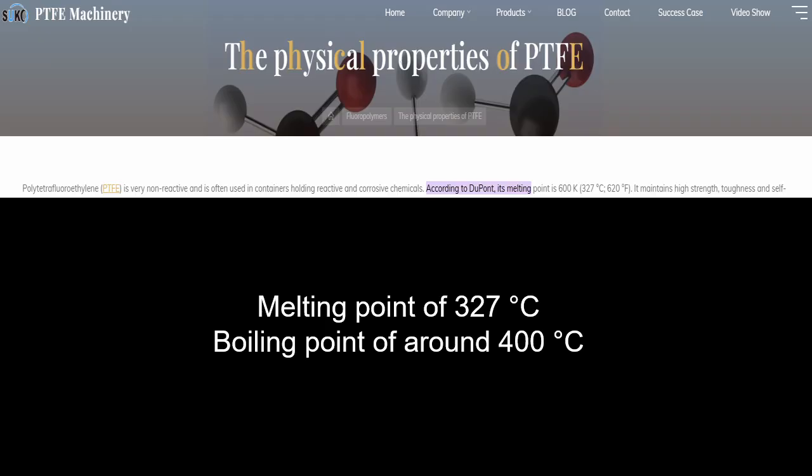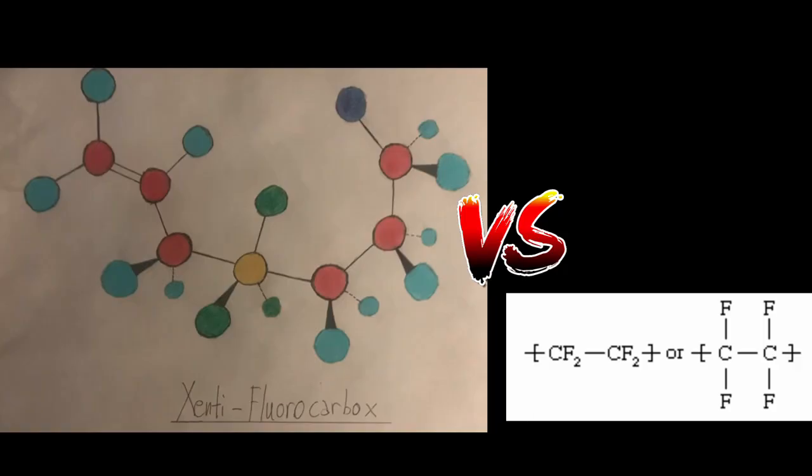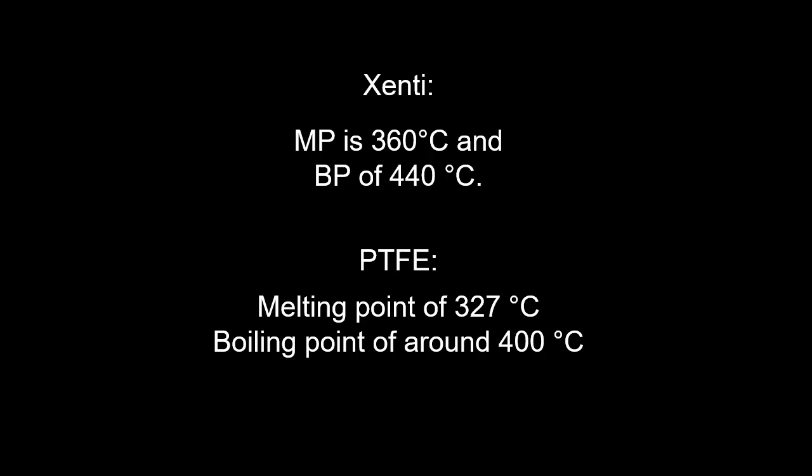My molecule possesses a much longer chain than the common PTFE, while possessing the same carbon to fluorine bond, so I would assume that it will have a higher melting point and boiling point. So I would estimate my melting point is around 360 degrees Celsius, higher than the 327 degrees Celsius melting point of the other one, and a boiling point of 440 degrees Celsius, higher than the before 400 degrees Celsius one.